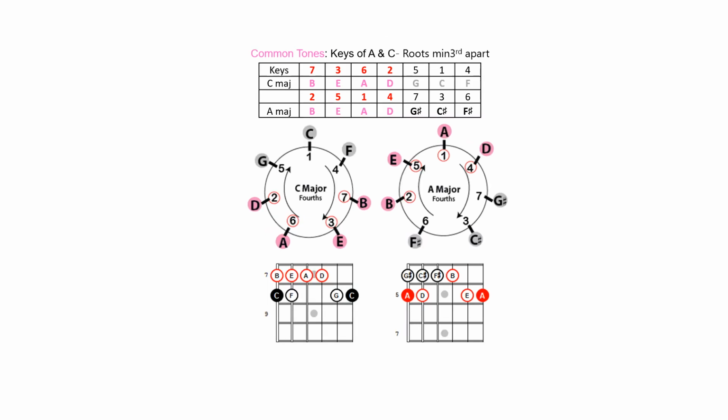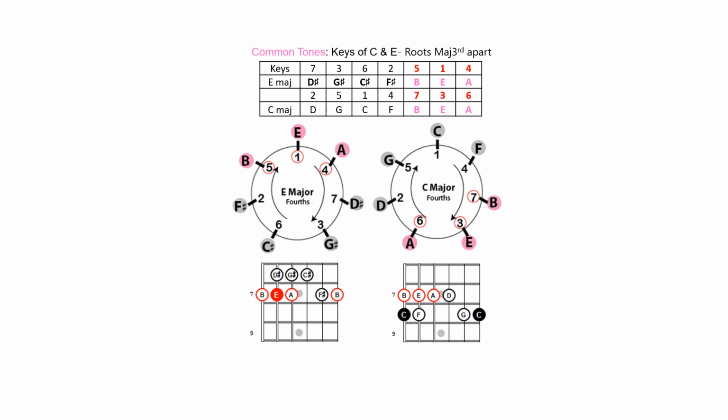When considering A major and C major, which are a minor third apart, the minor thirds derived from the scale degrees in C major provide us with the common tones B, E, A, and D. The remaining three natural notes become sharps in A major, namely G sharp, C sharp, and F sharp.